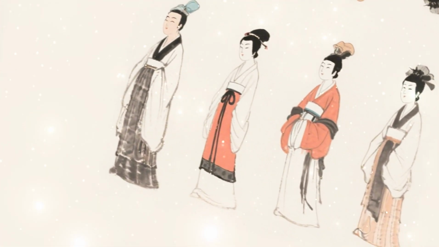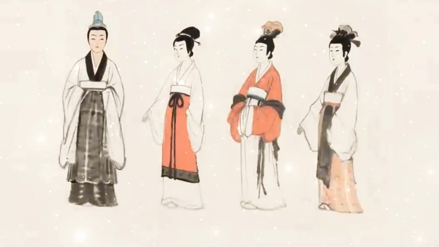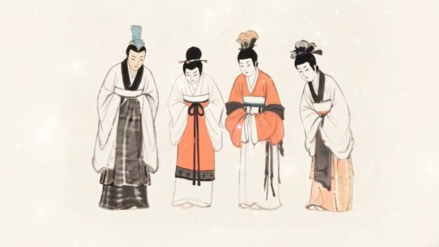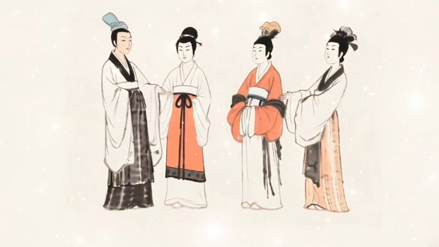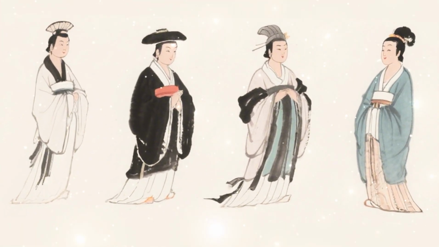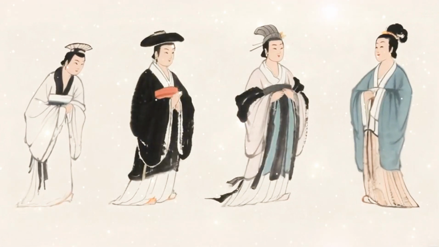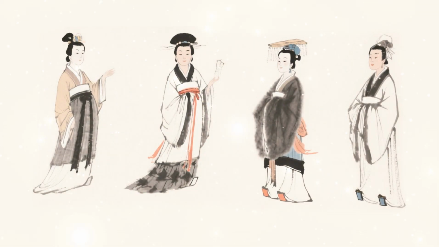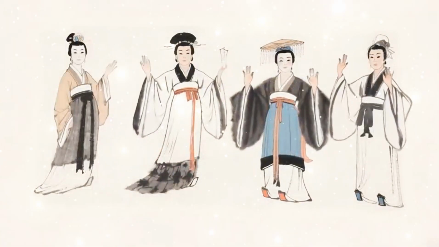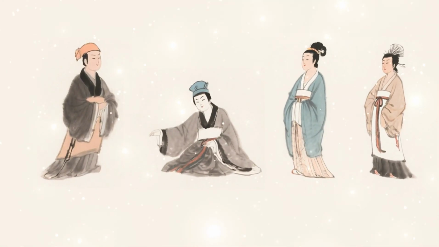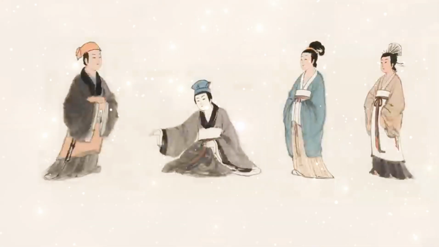8. Northern and Southern Dynasties, 420 CE to 589 CE. The Southern Dynasties, Song, Qi, Liang, Chen, and Northern Dynasties, Northern Wei, Eastern Wei, Western Wei, Northern Qi, Northern Zhou, stood in opposition, with Buddhism flourishing. 9. Sui Dynasty, 581 CE to 618 CE. The Emperor Wen of Sui unified China, and Emperor Yang of Sui constructed the Grand Canal, but the dynasty fell quickly due to tyrannical rule.